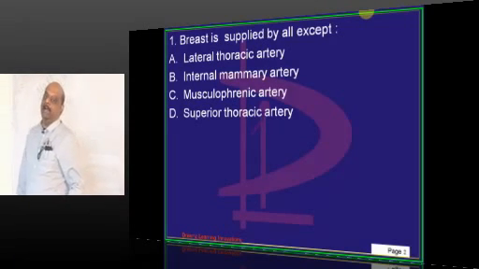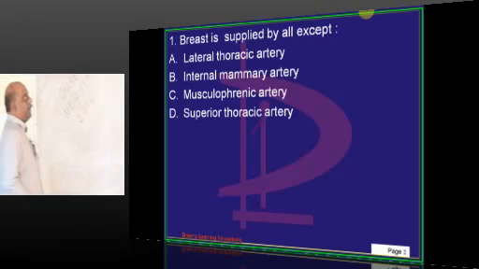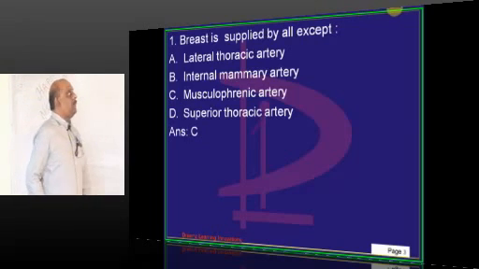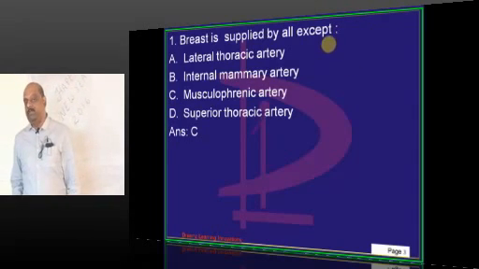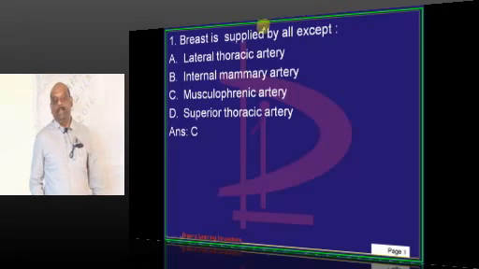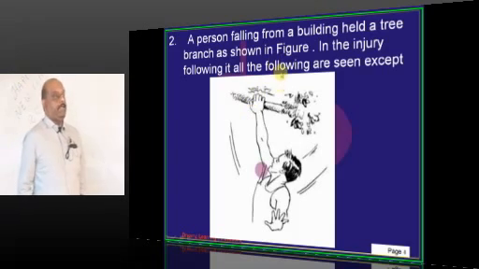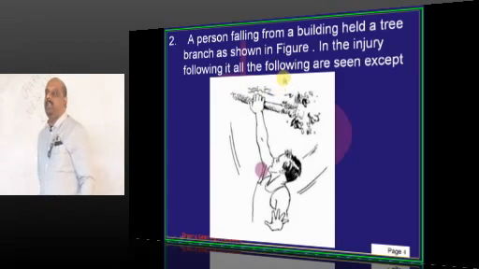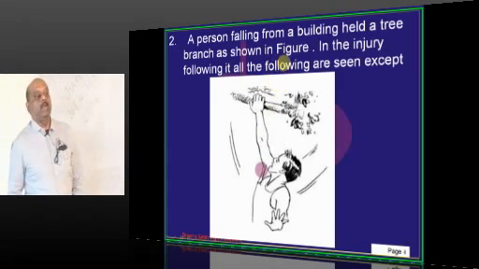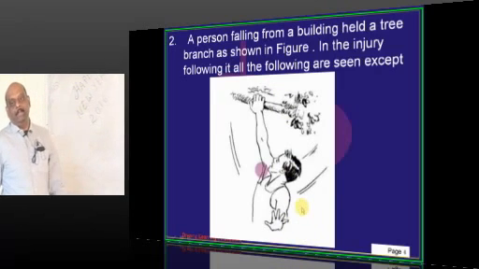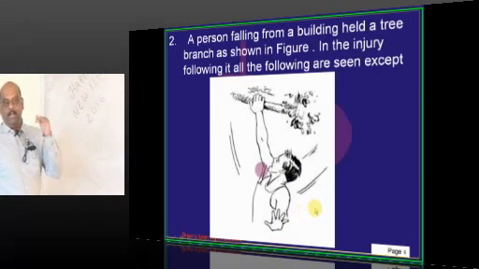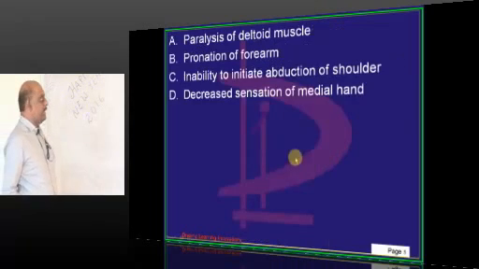Breast is typically supplied by the superior thoracic and internal mammary arteries, but not the musculophrenic, which mainly supplies the diaphragm, as all of you know very well. A person who is falling from a tree catches the tree, and that leads to hyperextension. What will hyperextension lead to? Upper trunk of the brachial plexus injury, classically.